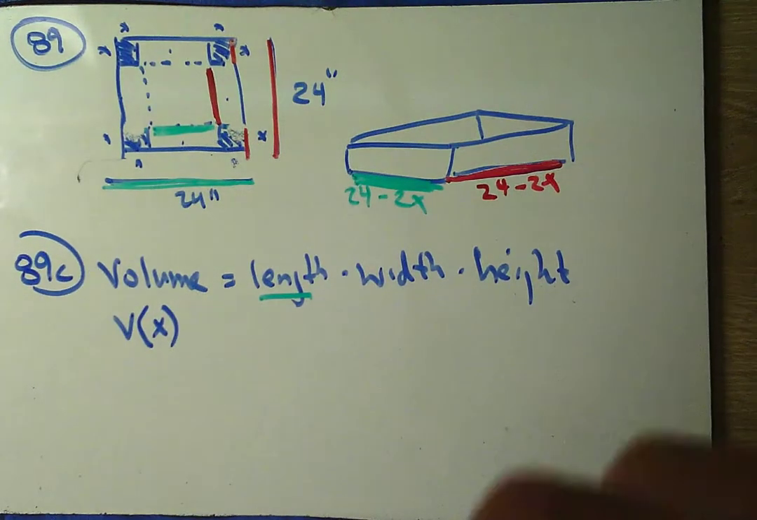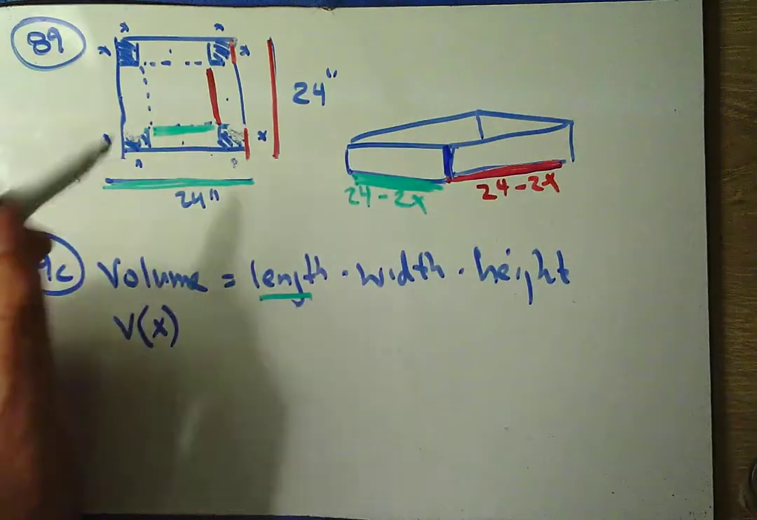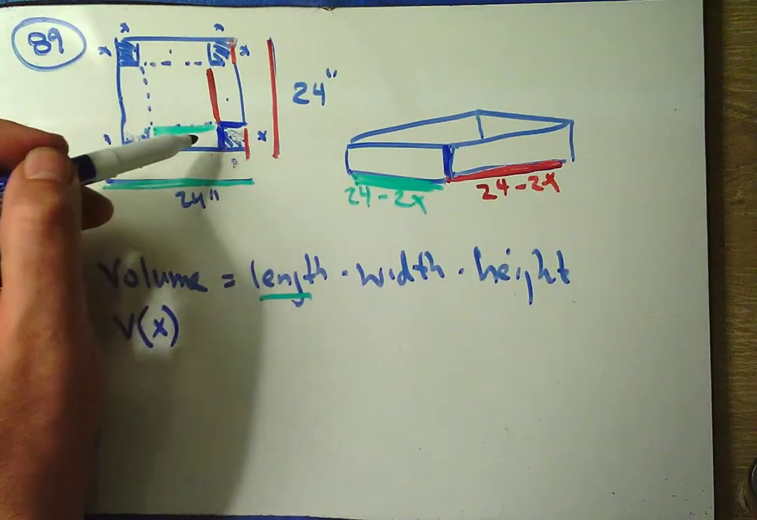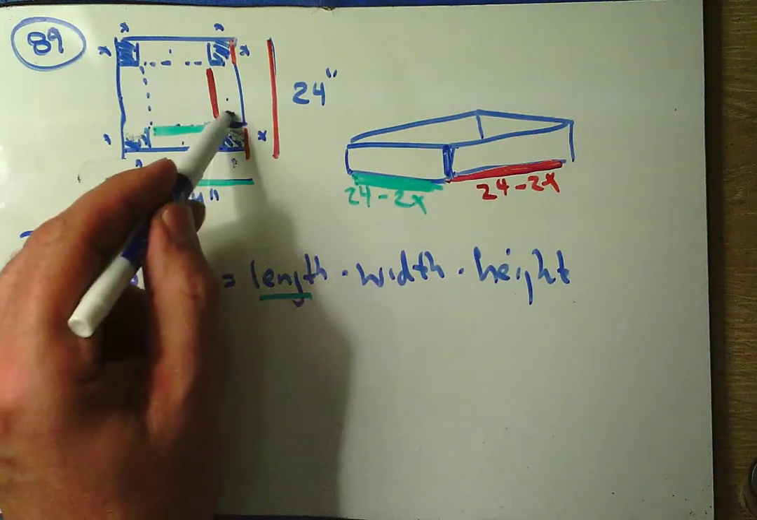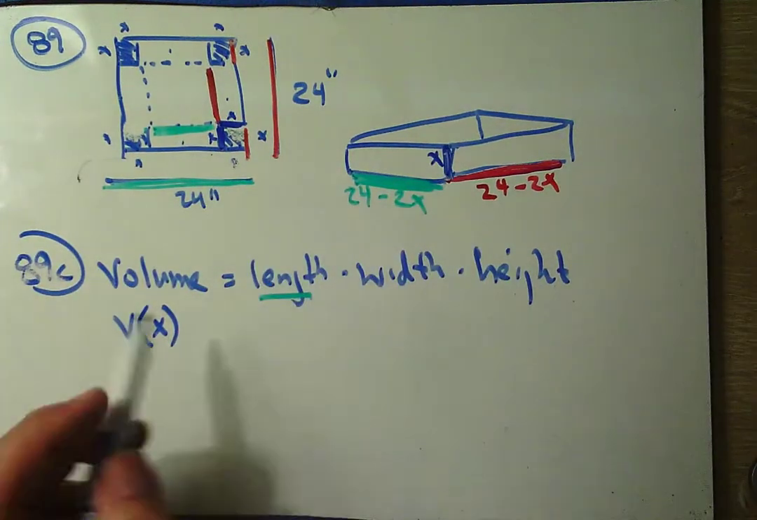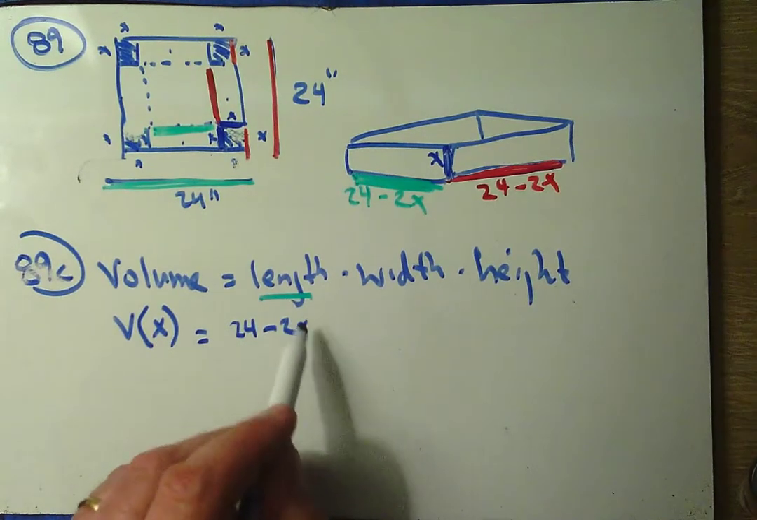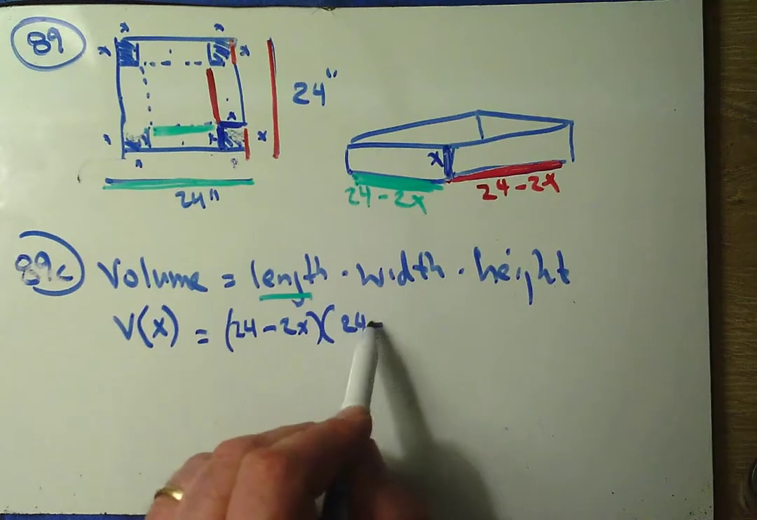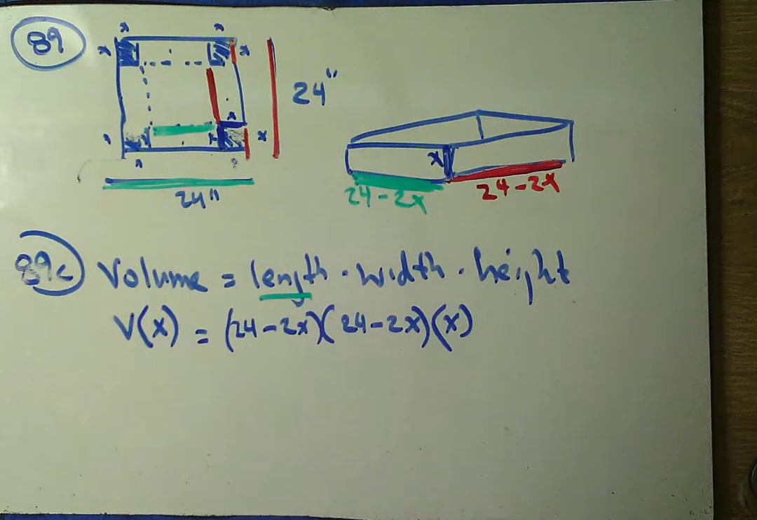All right, well, what about the height of the box? Well, that height is formed when these flaps come up and meet each other along this line. And these flaps are x units long. So it looks here like the length is 24 minus 2x. The width is 24 minus 2x. And the height is x.